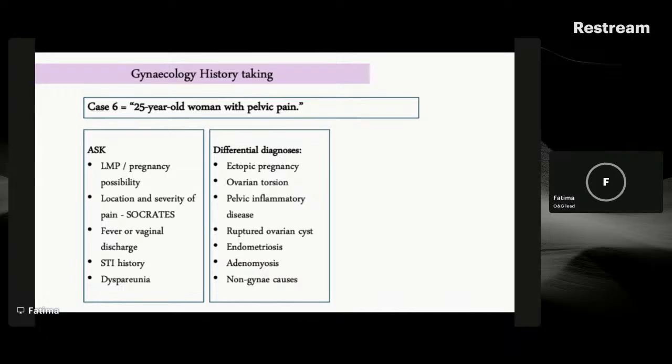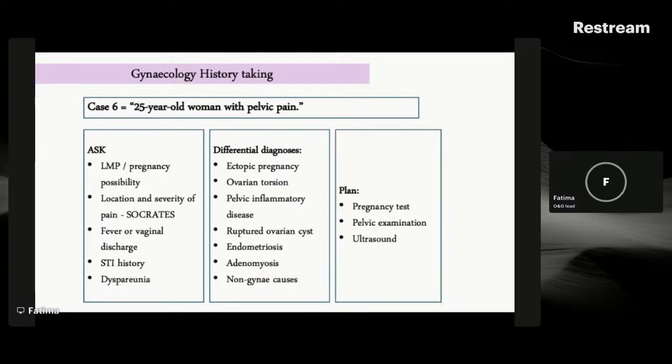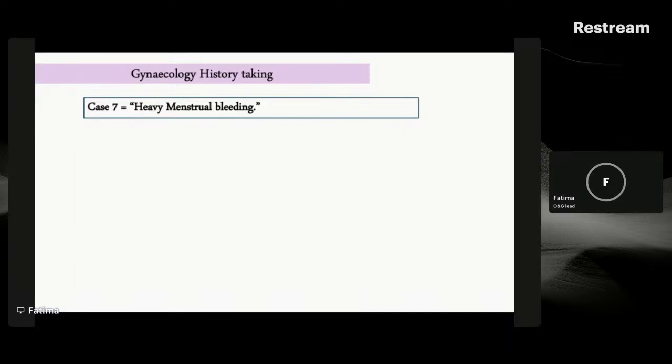Differentials, as we mentioned here: ectopic pregnancy, ovarian torsions, pelvic inflammatory disease, ruptured ovarian cyst, endometriosis, adenomyosis as well, and non-gynae causes can also cause pelvic pain. And then the plan would be to confirm any pregnancy status, to do a pelvic examination, and then to do any imaging to determine the cause of the pain, for example, an ultrasound.